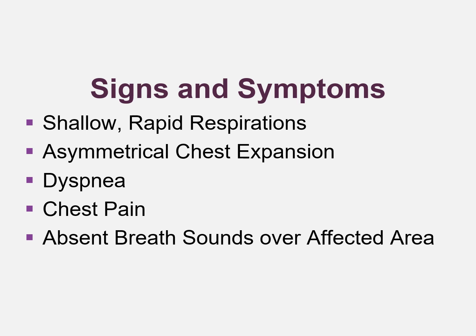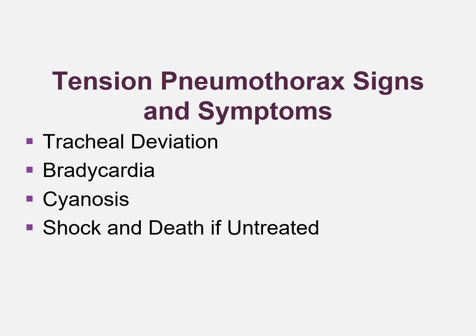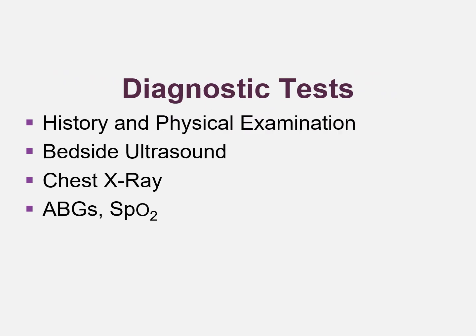These patients are going to present with shallow, rapid respirations, asymmetrical chest expansion, dyspnea, chest pain, and they will probably have absent breath sounds over the affected area. The tension pneumothorax signs and symptoms include tracheal deviation, where the trachea actually shifts, bradycardia, cyanosis, shock, and death if left untreated. History and physical exam will be part of your diagnostic testing, along with an ultrasound at the bedside, a chest x-ray, ABG monitoring, and SpO2 monitoring.